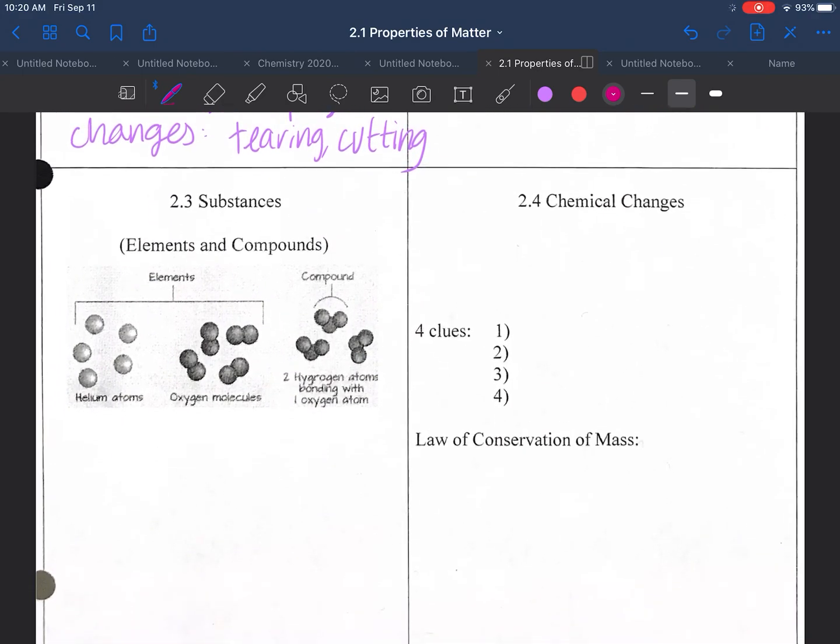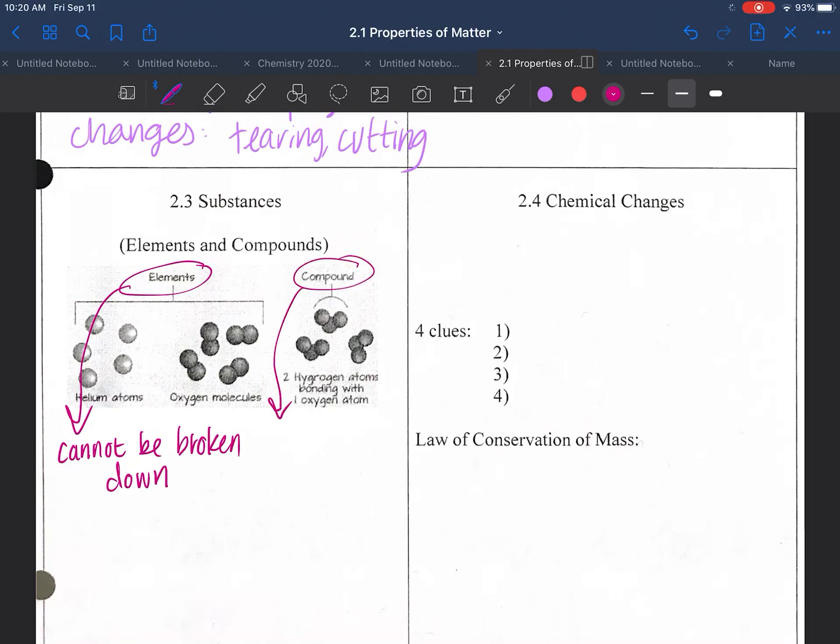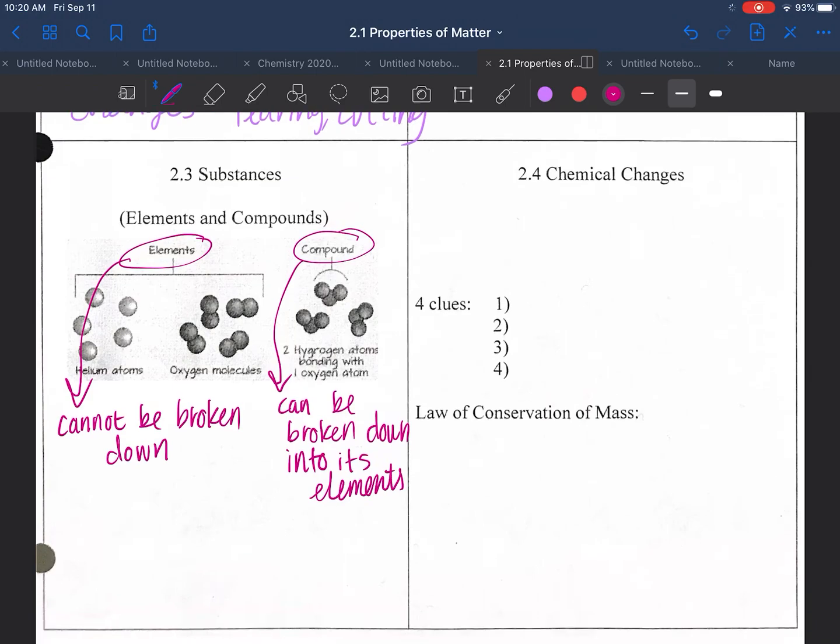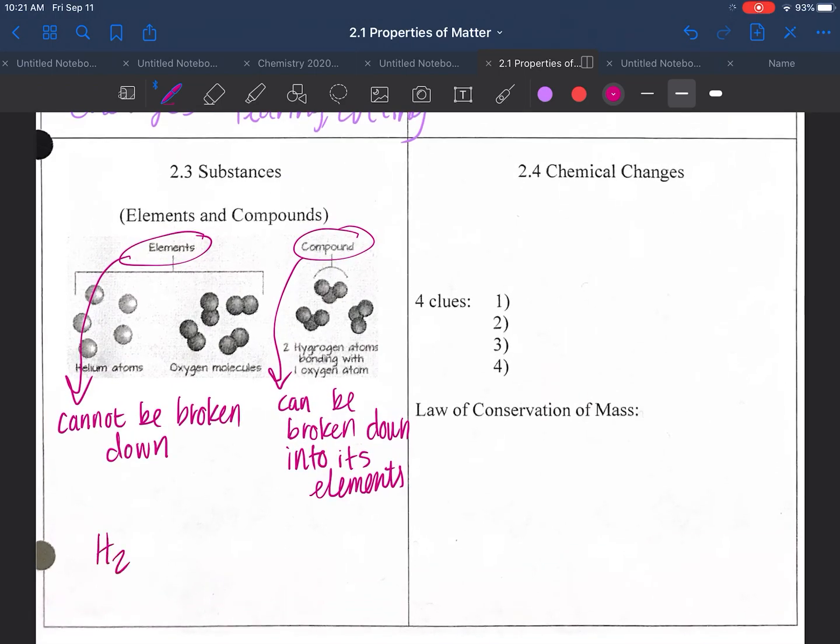And then if we go down to 2.3, we talked about elements and compounds. So elements are defined as the smallest pieces of matter, so they cannot be broken down. Another hint is if they're on the periodic table, they are an element. Well, you have compounds, which can be broken down into its elements. For example, if you watched the video lecture, you should have seen how I talked about water, which is a compound, can be broken into its elemental components, hydrogen and oxygen.